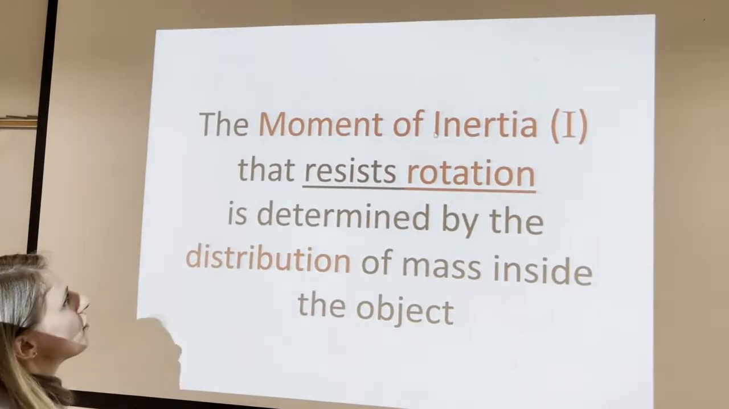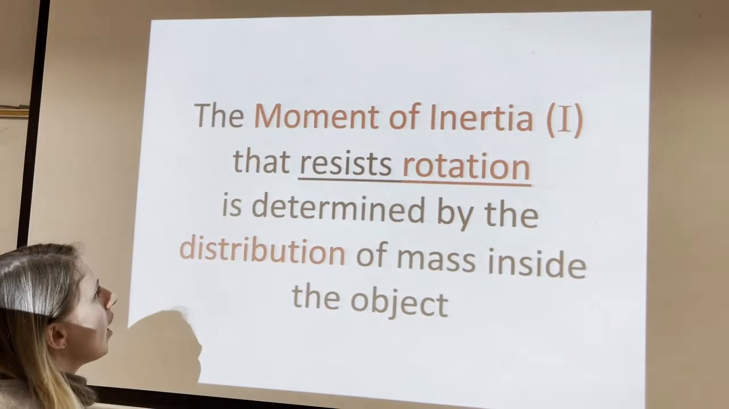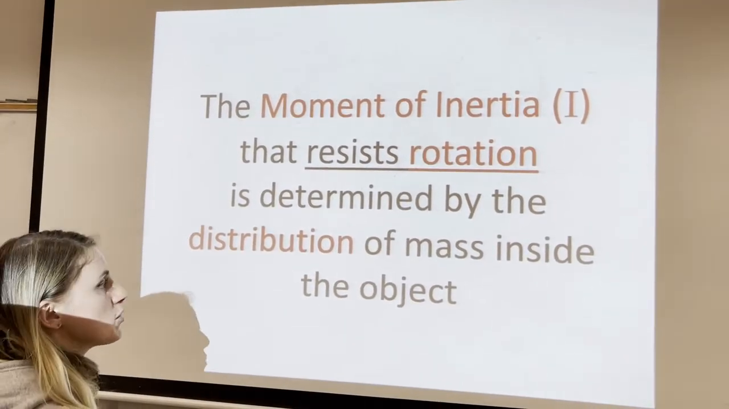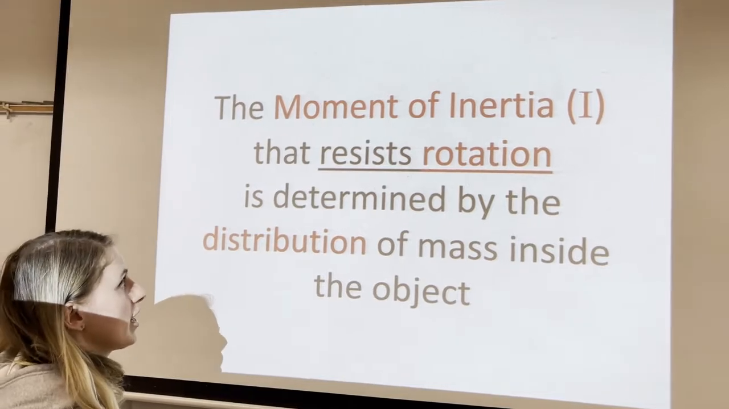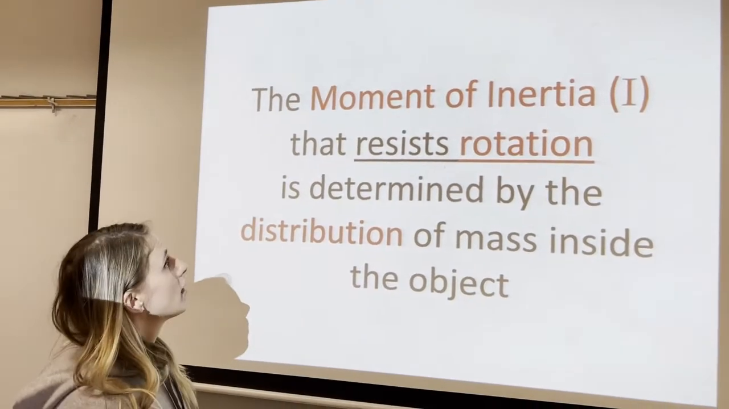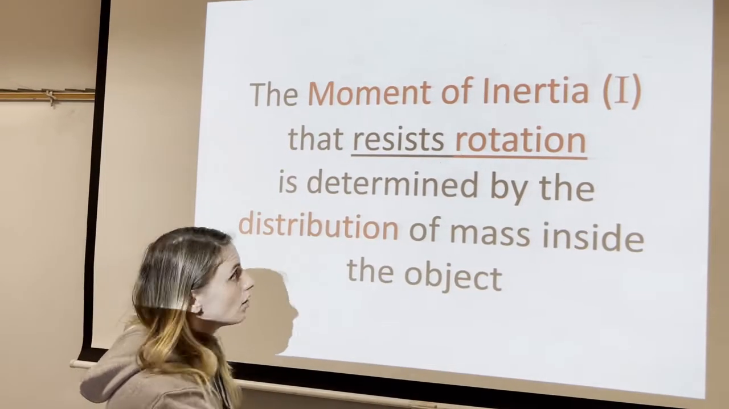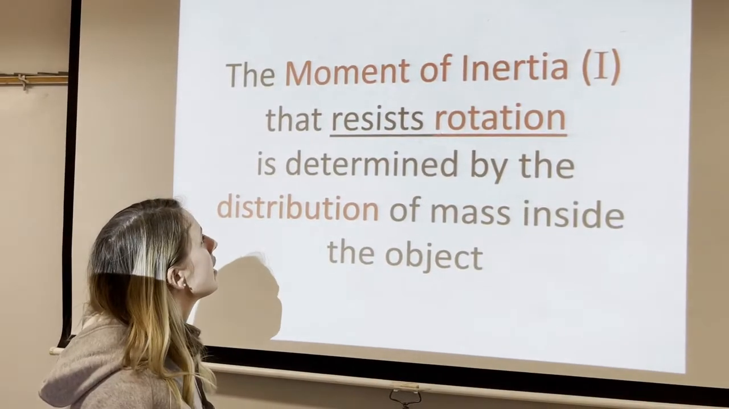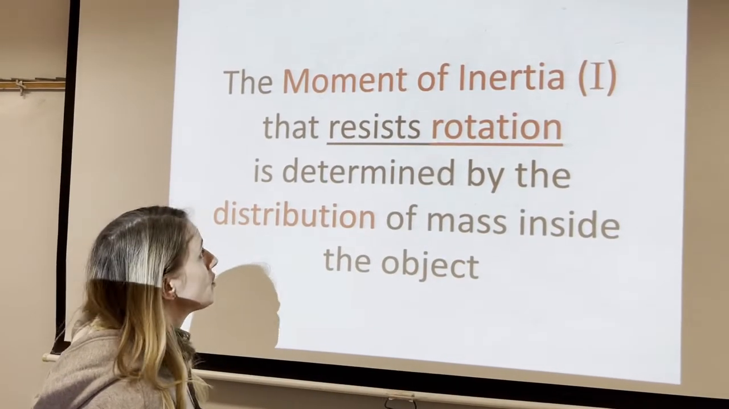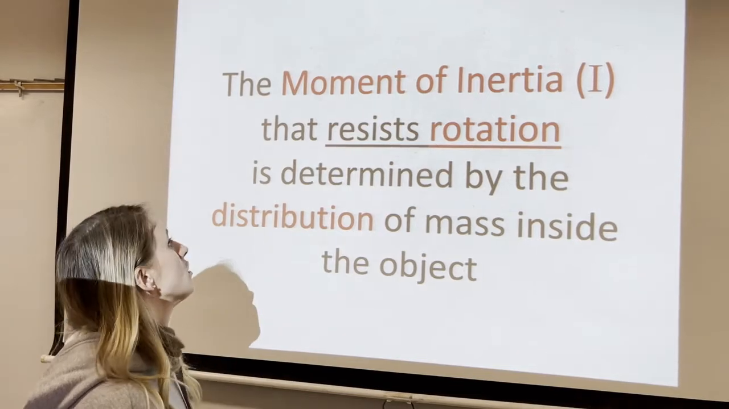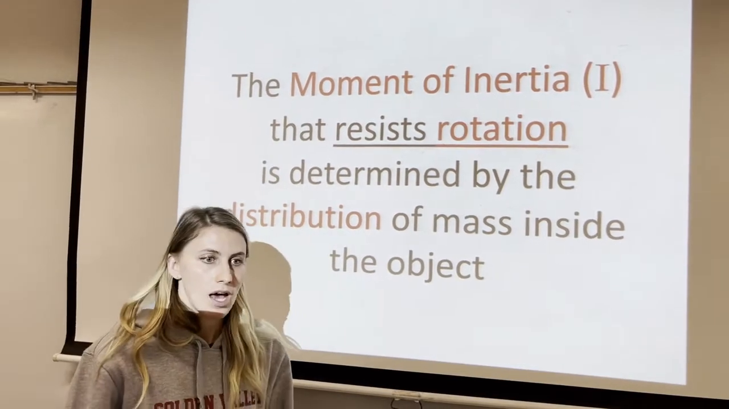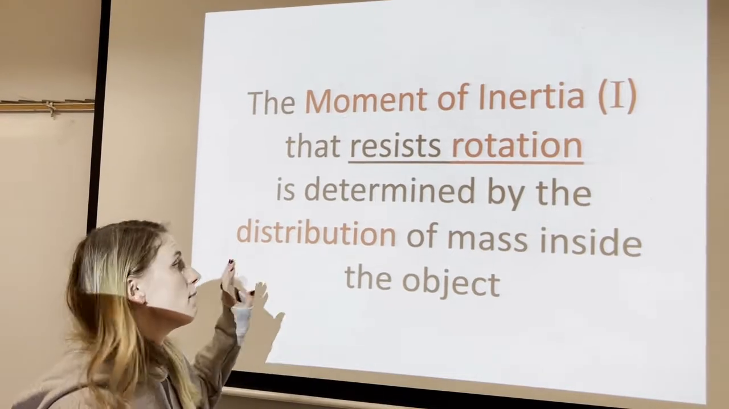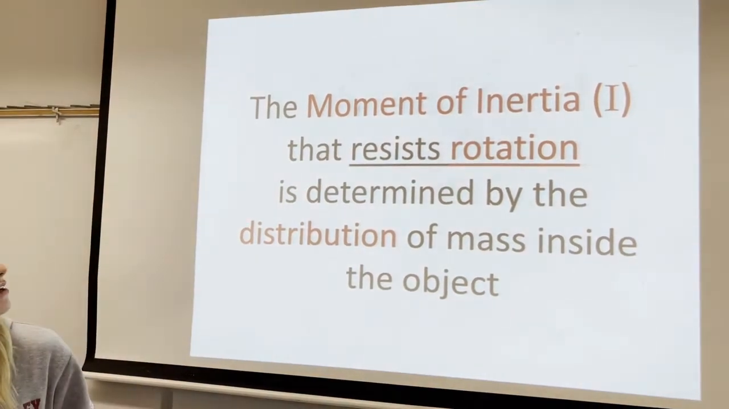The moment of inertia that resists rotation is determined by the distribution of mass inside the object. This is a new idea. This is an important idea. Moment of inertia. It's a bunch of words symbolized by the capital letter I. This is inertia, the moment of inertia, but for rotational motion. And instead of just being directly proportional to the mass, it is related to the distribution of the mass.